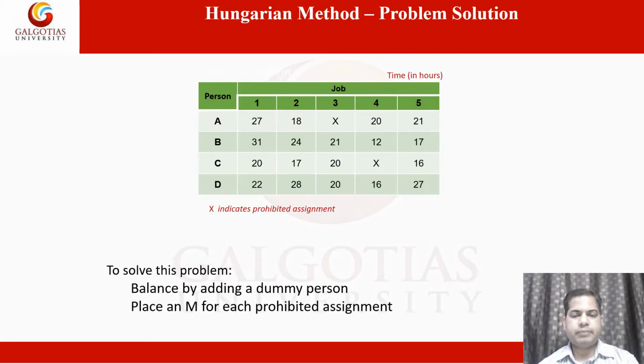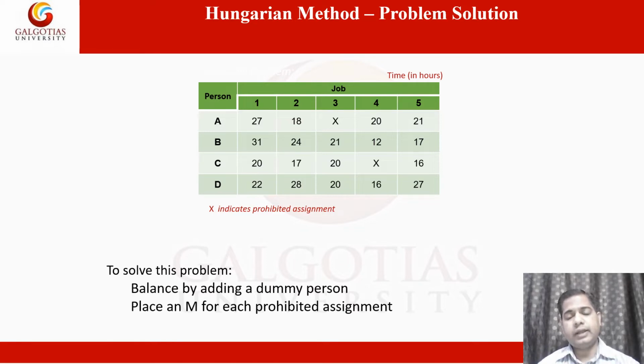So let's take an example. In this problem we have 4 persons A, B, C, D and 5 jobs 1, 2, 3, 4, 5. All these values are times given in hours. If you see the problem, there are two X marks. One is A3, that means person A, job 3, and the other is person C, job 4. As we discussed, these are prohibited assignments. That means person A cannot get the third job and person C cannot get the fourth job.